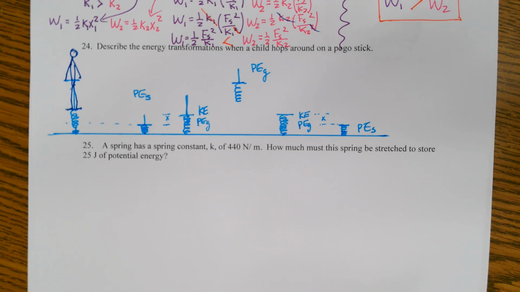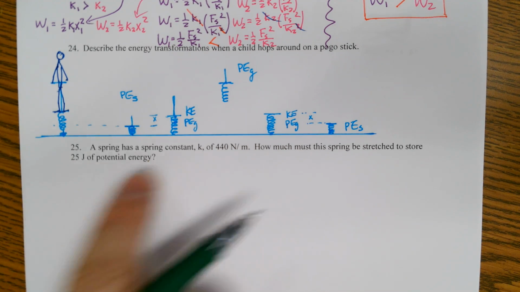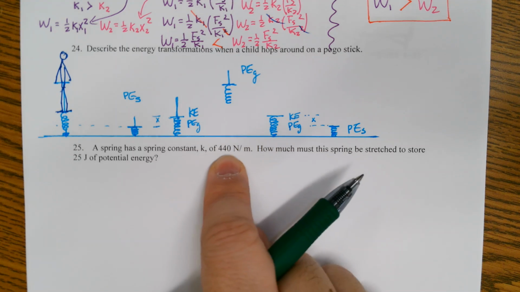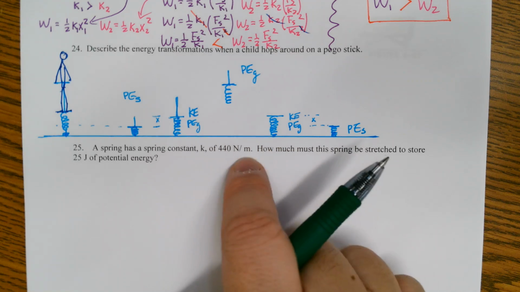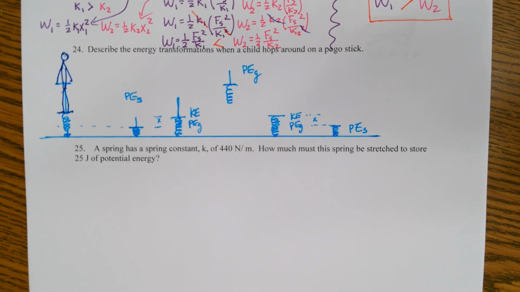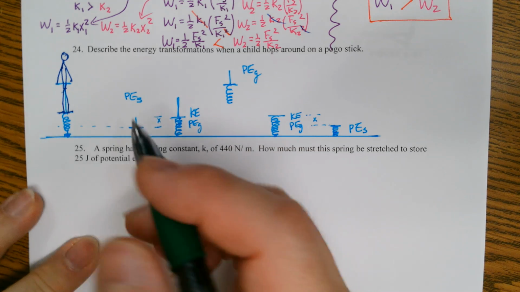Now let's take a look at number 25. A spring has spring constant k of 440 newtons per meter. How much must the spring be stretched in order to store 25 joules of potential energy?